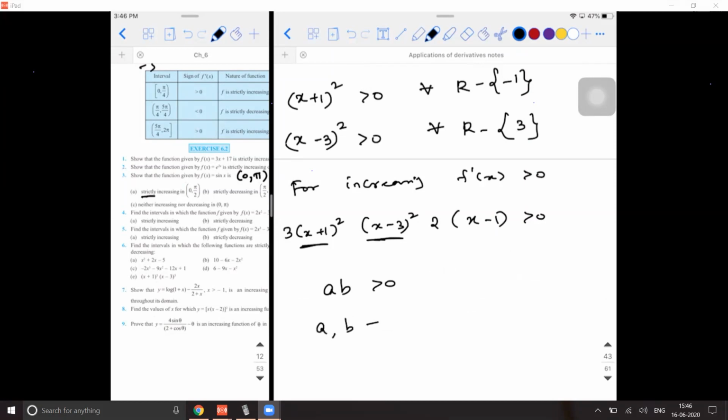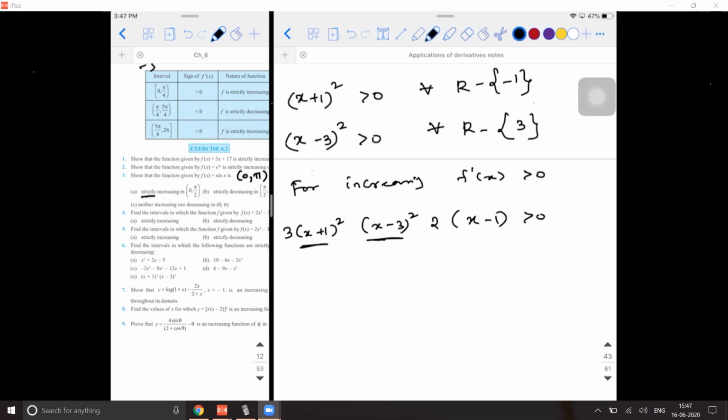a, b, they are not supposed to be equal to 0 at any point. Because if a is equal to 0, when you take it to the other side, it becomes 0 by 0 form. It becomes an indeterminate form. So you cannot solve it. That is the reason I'm trying to define all these points.